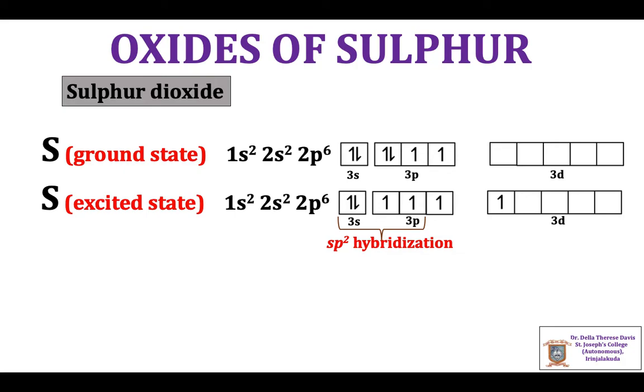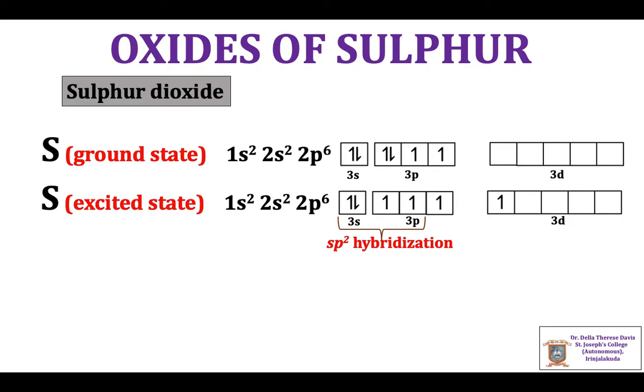SO2 is an angular molecule with bond angle 119.5. Both SO bond lengths are the same, 143 picometer. The structure of sulfur dioxide can be explained on the basis of VSEPR theory. The ground state electronic configuration of sulfur is 1s2, 2s2, 2p6, 3s2, 3p4.